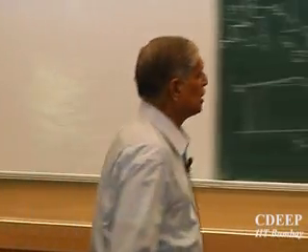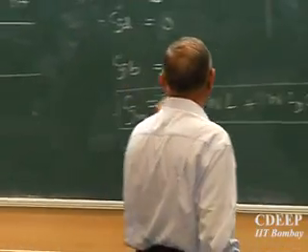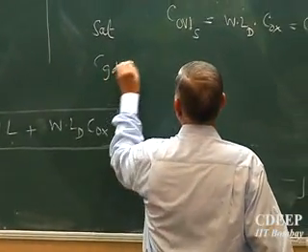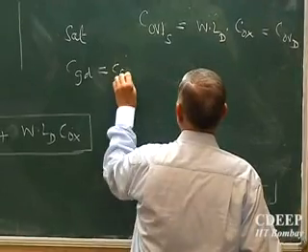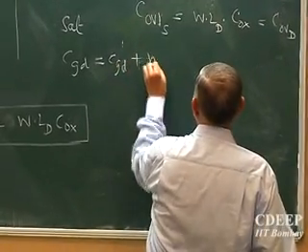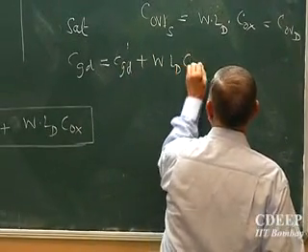In the case of saturation, how much is CGD in fact? It is CGD dash, plus overlap capacitance WLD into Cox.